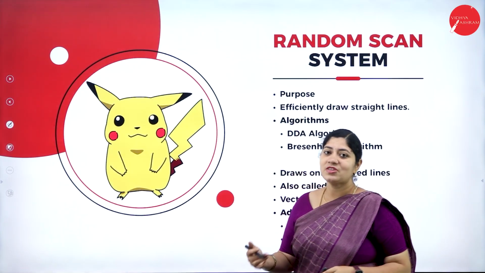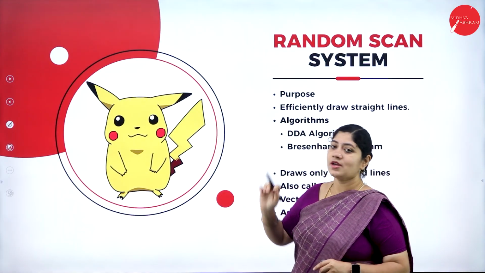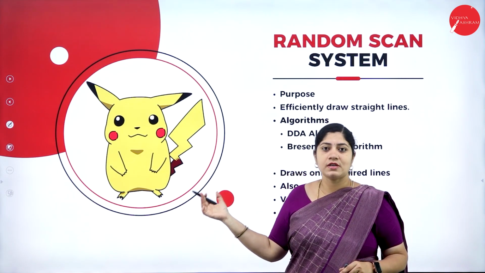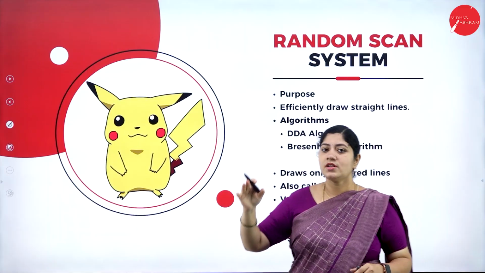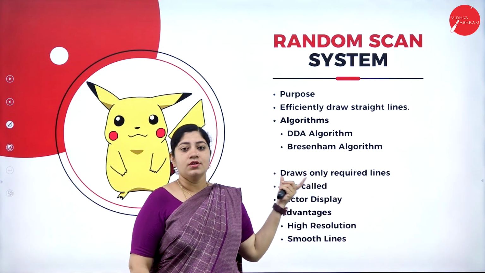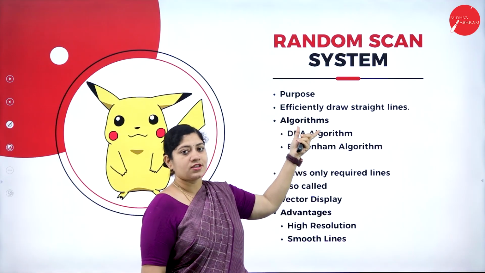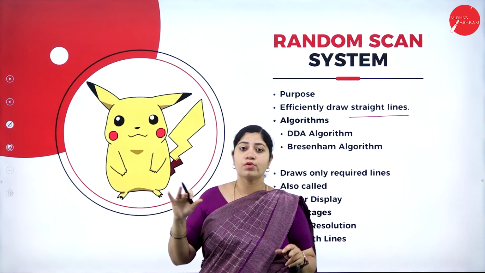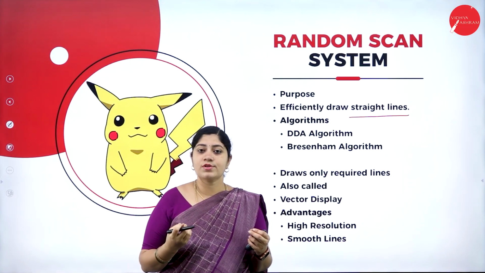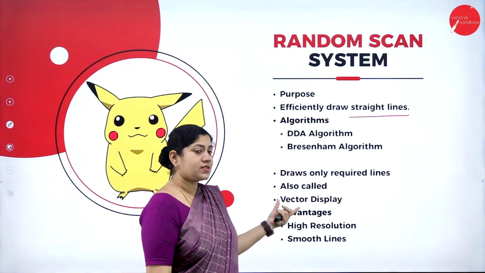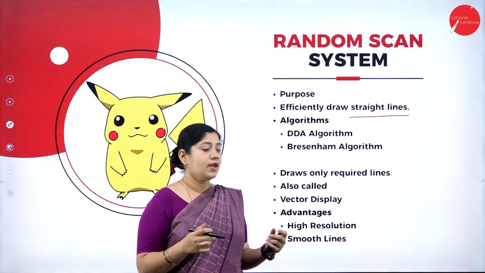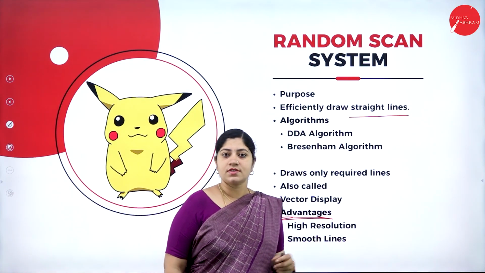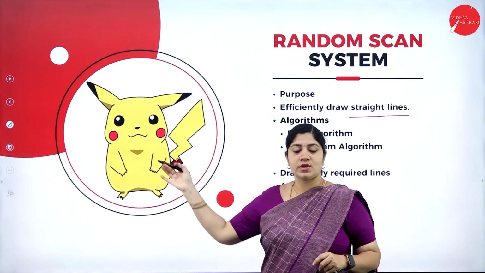Next, let's move on to the next type of scanning, that is random scan. Now you can see a very good image that is efficiently displayed, correct? This is possible through random scan. What happens in random scan? It efficiently draws straight lines, and it won't draw any unwanted lines. It only draws the required lines. Up next, it works as a vector display, and the advantages are high resolution and smooth lines. So let's see the comparison image in our next slide.